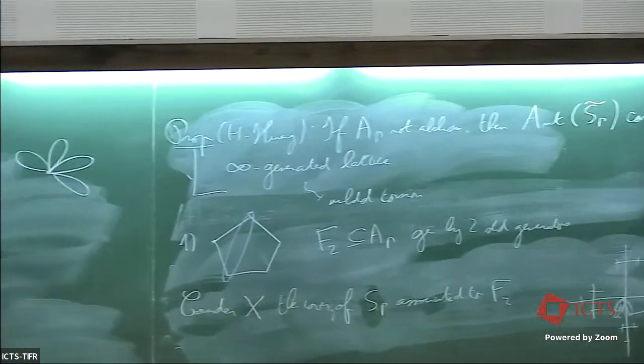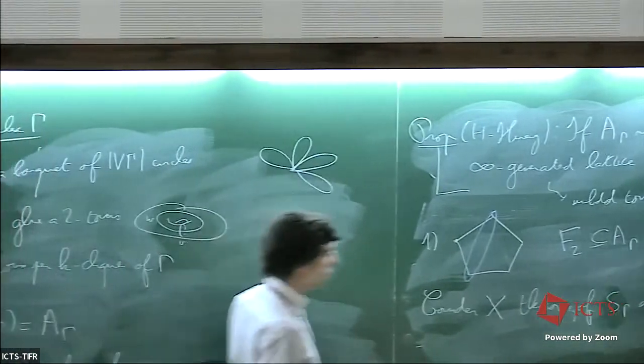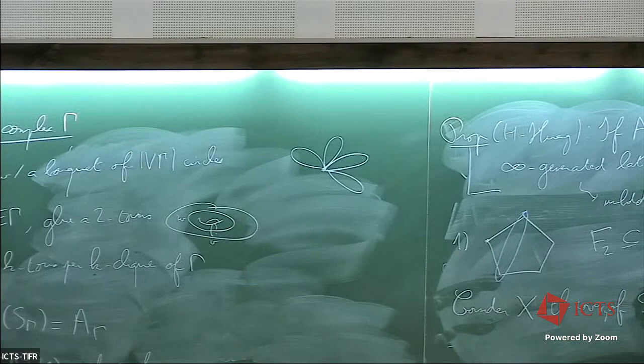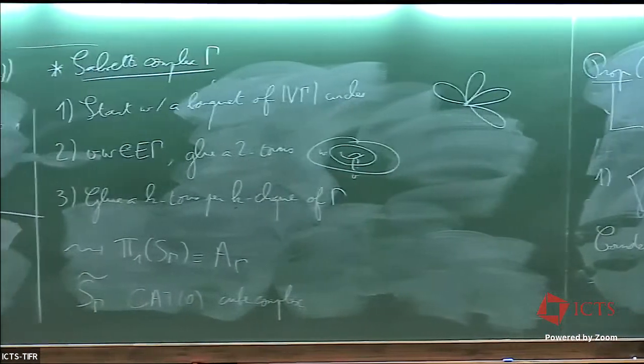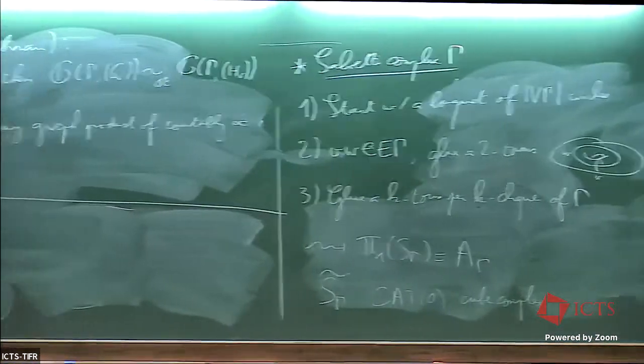Okay, so we have several sources of failure of measure equivalence rigidity for RAAGs. So what can we say?